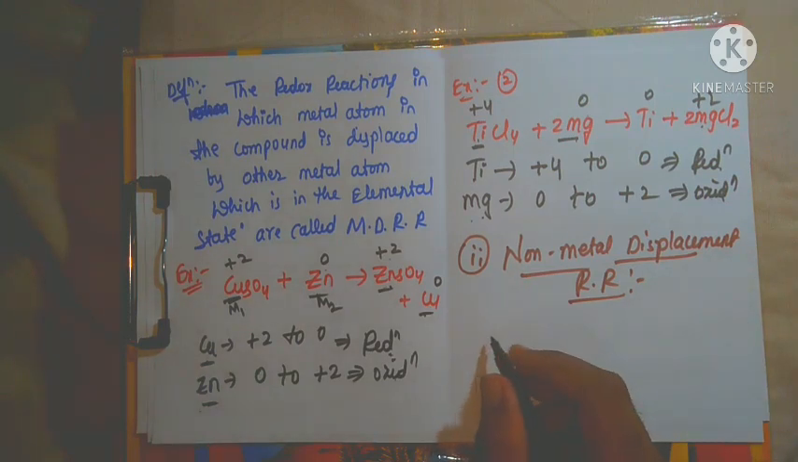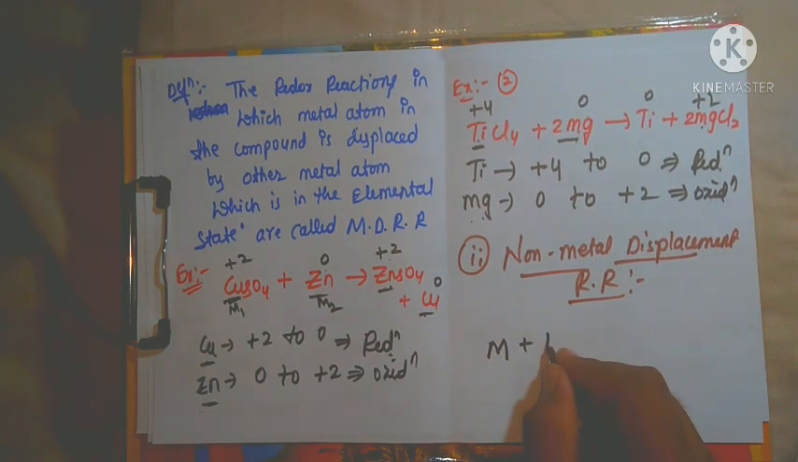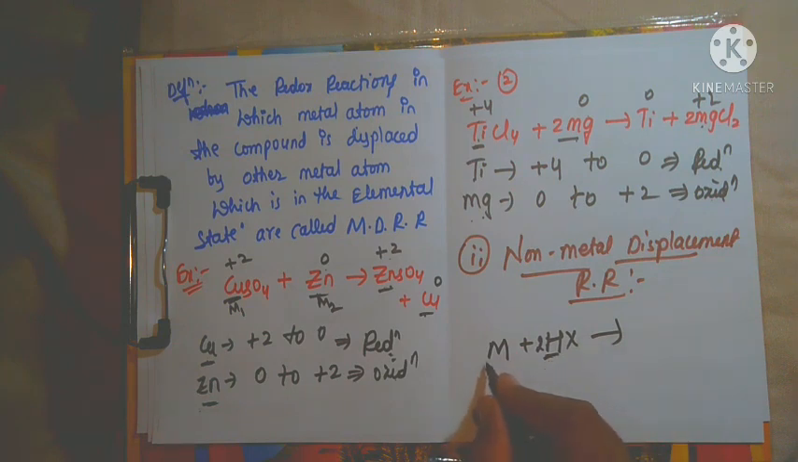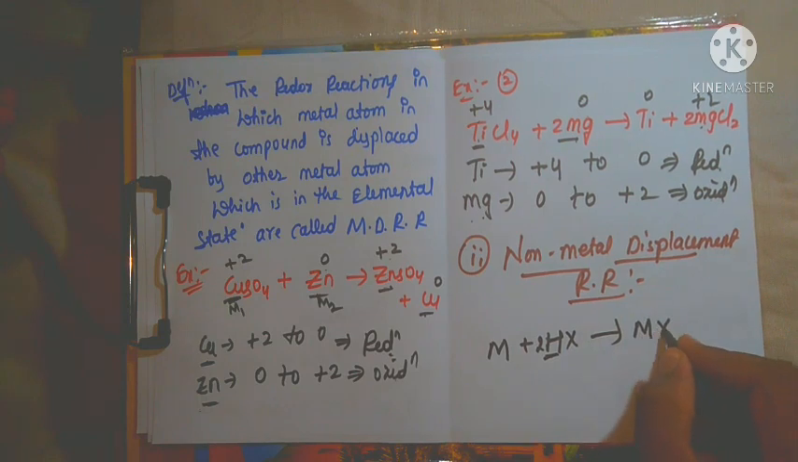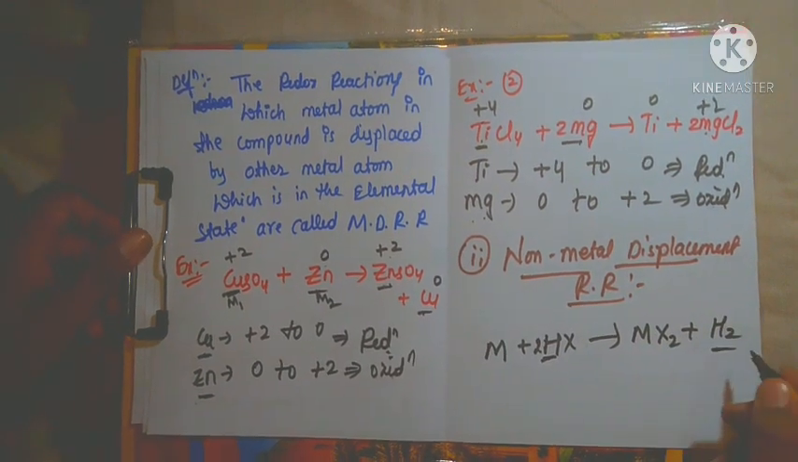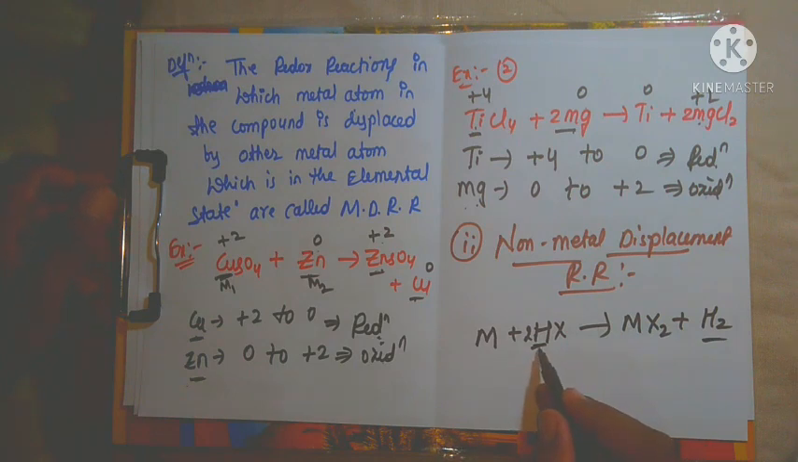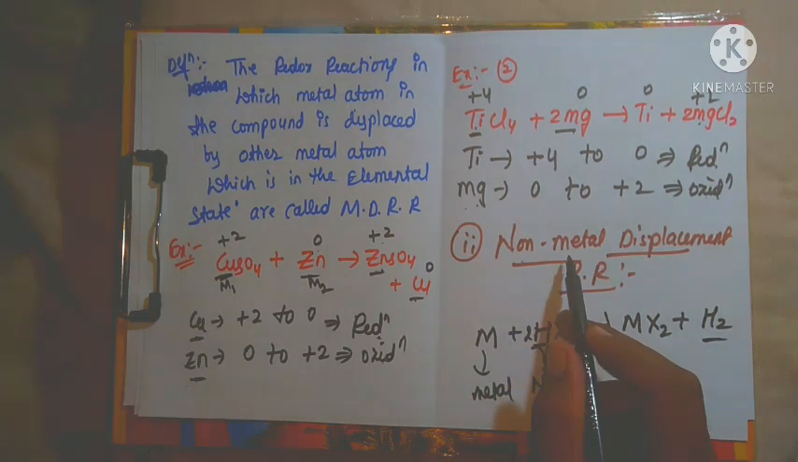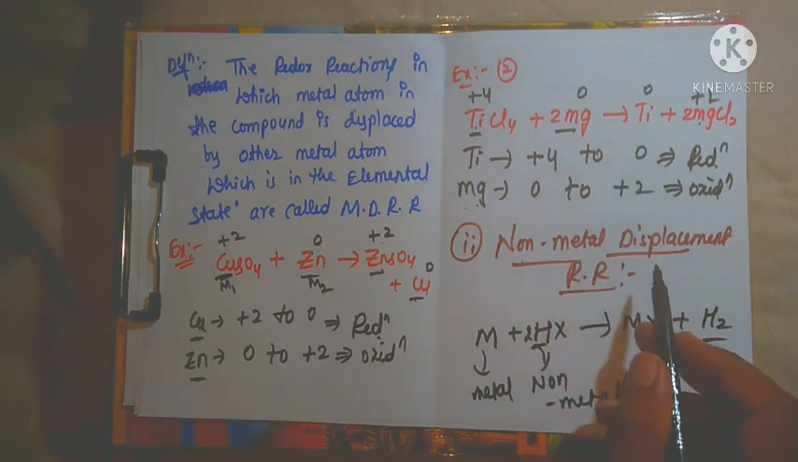Now we will see the general example. M plus 2HX gives rise to MX2 plus H2. Here hydrogen is replaced by the metal, or this metal displaces the hydrogen. Which gas is produced? Hydrogen gas, right? Hydrogen is a non-metal, which is displaced by the metal. Such type of reactions are called as what? Non-metal displacement redox reactions.